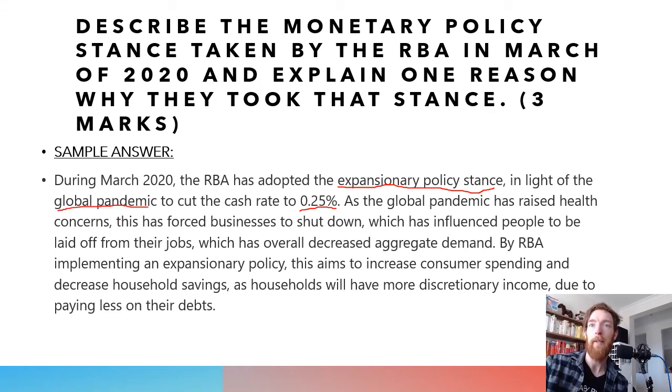As the global pandemic has raised health concerns, this has forced businesses to shut down, which has influenced people to be laid off their jobs, which has overall decreased aggregate demand. By the RBA implementing expansionary policy, this aims to increase consumer spending, that should be private consumer spending or private consumption, I would say, and decrease household savings. And as households will have more discretionary income due to paying off less debt overall.